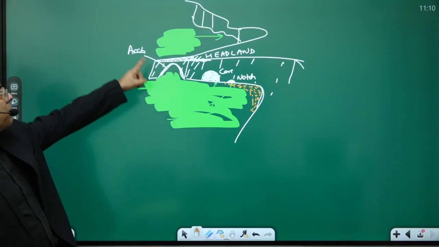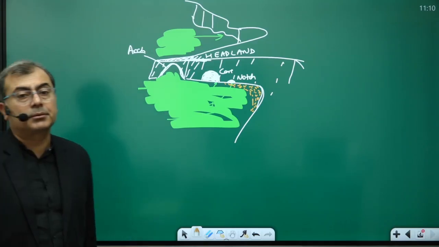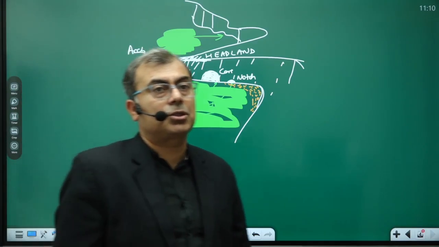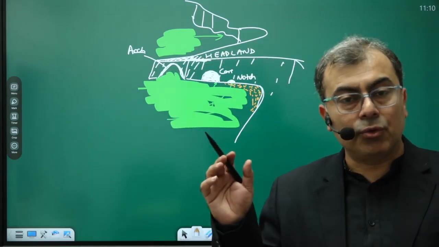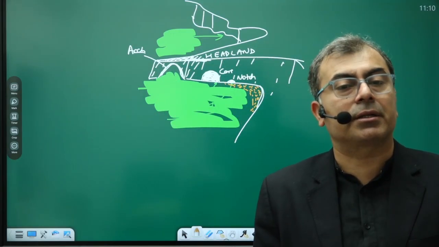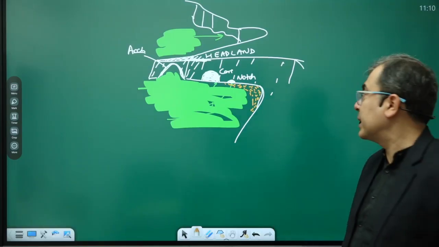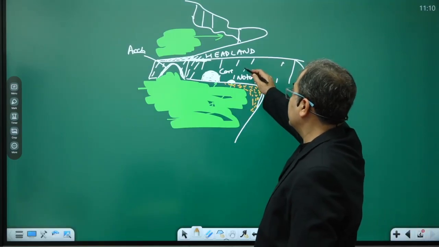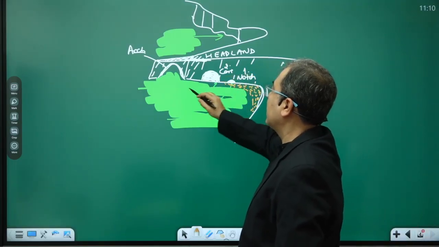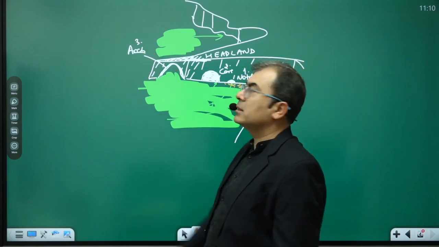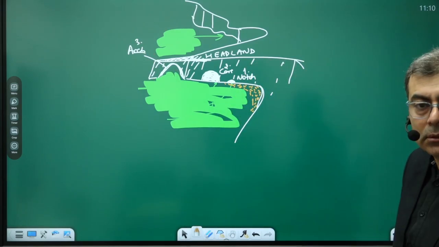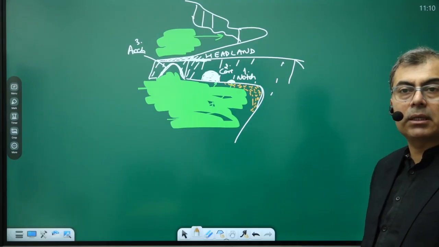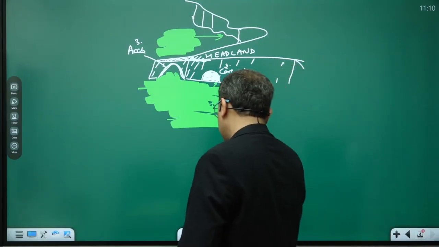Everyone, notch, cave, arch. Are we clear? Notch, cave, and arch. Arch is when two caves of a headland meet. Two caves of a headland. Can I say notch is the first stage? Second stage is cave, and the third stage is an arch. Everyone with me?